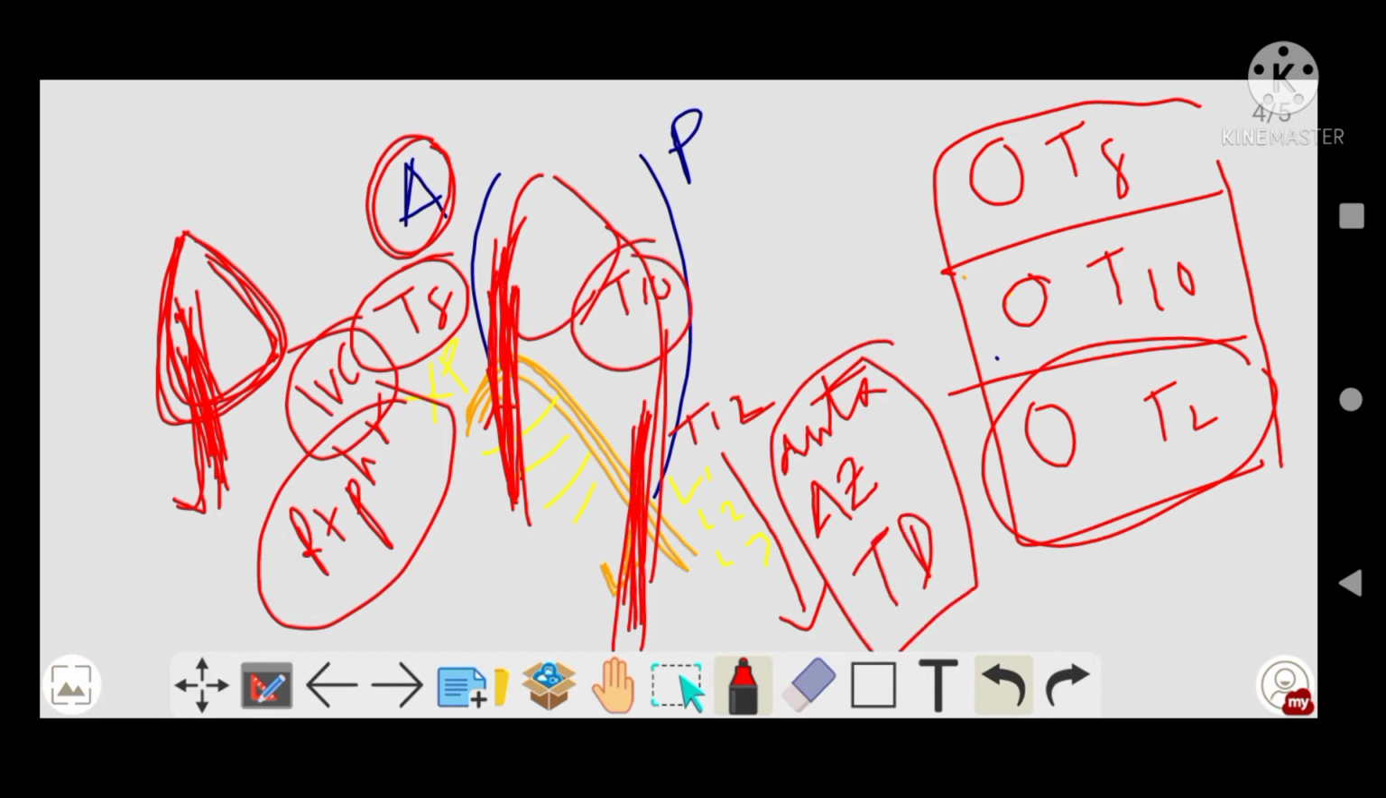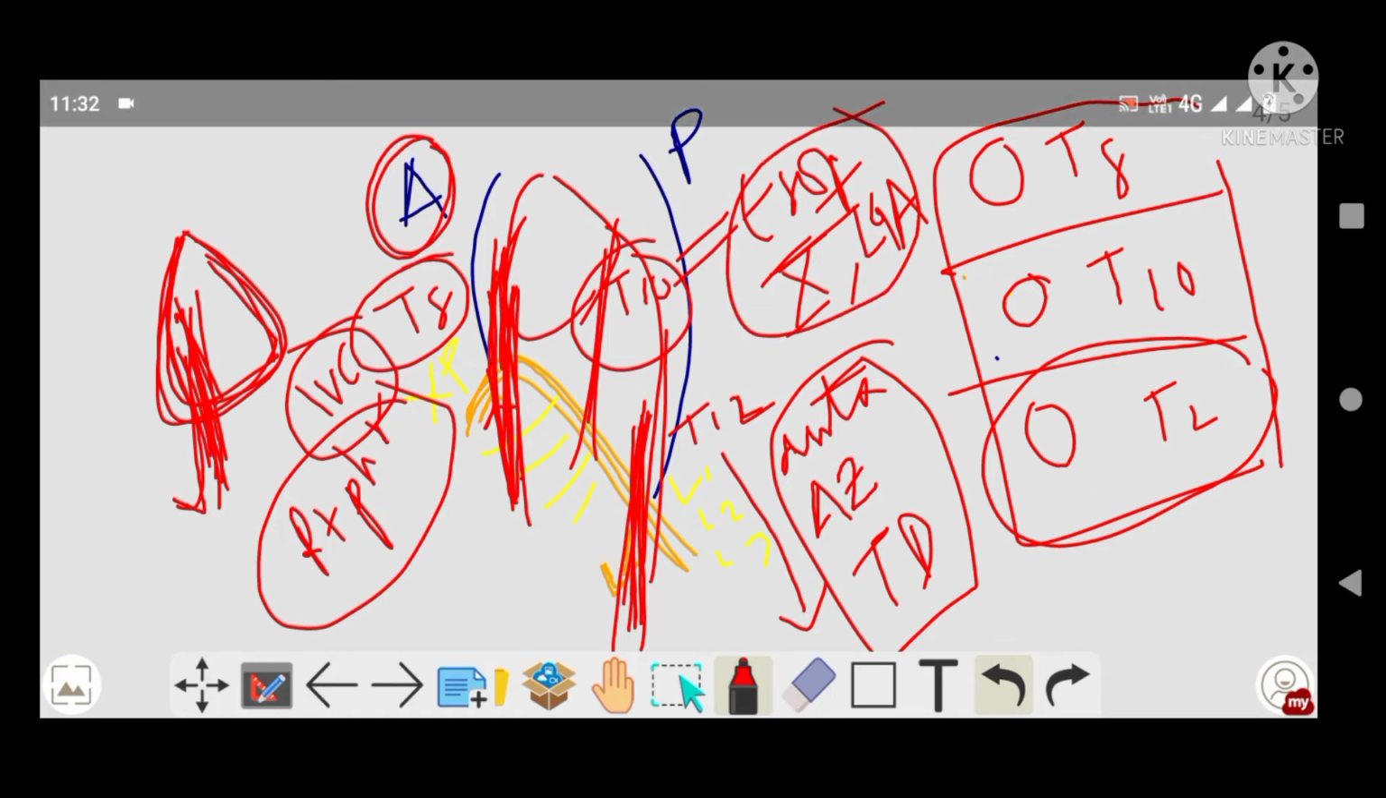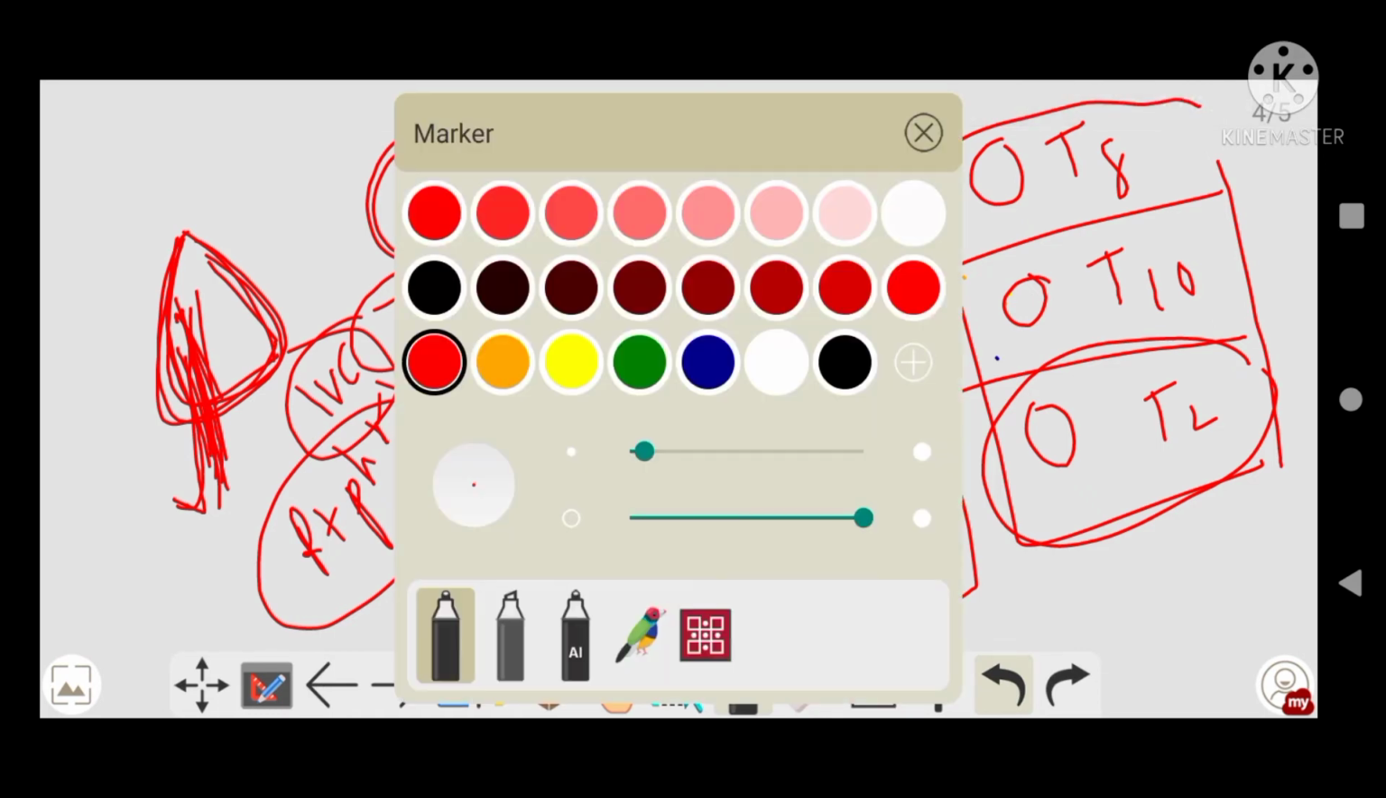Now remaining is T10, the middle structure. Obviously the middle structure will be your esophagus. Along with esophagus, there will be 10th nerve, vagus nerve, and left gastric artery. I meant to say esophageal branch of left gastric artery, or you can say left gastric vessels. So these structures pass through T10. I hope this one is clear for you.